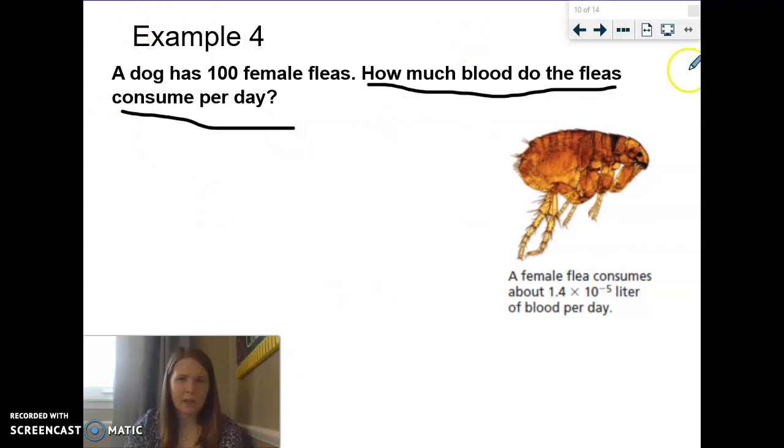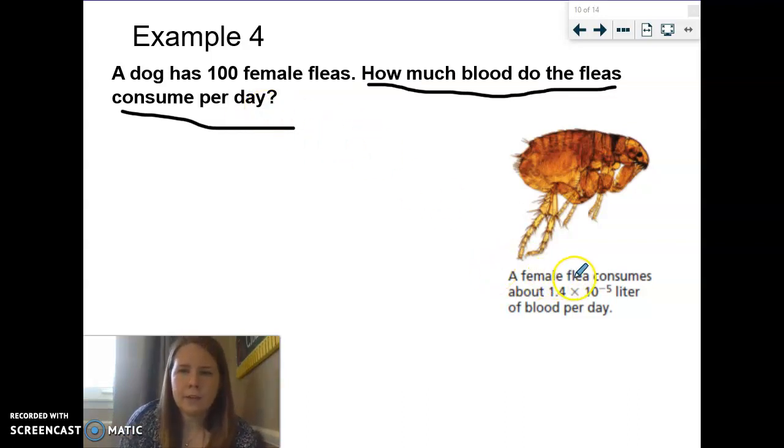This might be something that a veterinarian or a vet tech might need to take into consideration: how long did this dog have the fleas? Well, if he had 100 fleas for this many days, how much blood is he losing every single day, and how are we going to treat him? Or her, whatever the dog is.